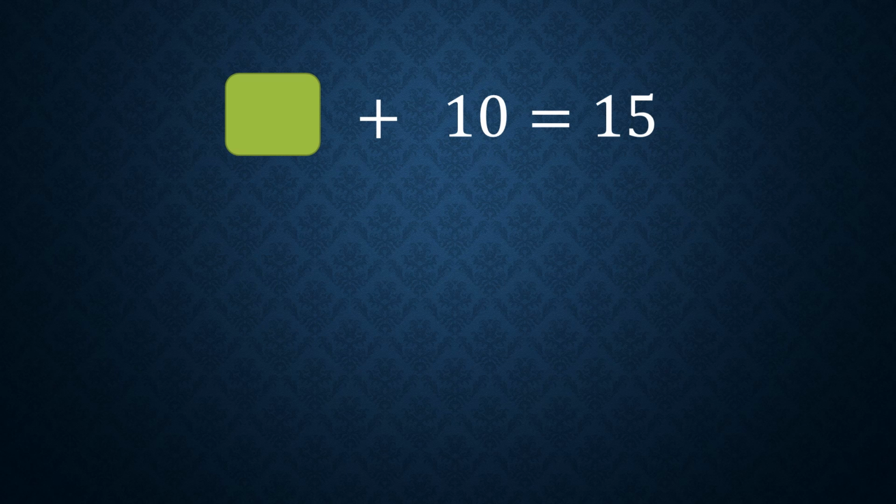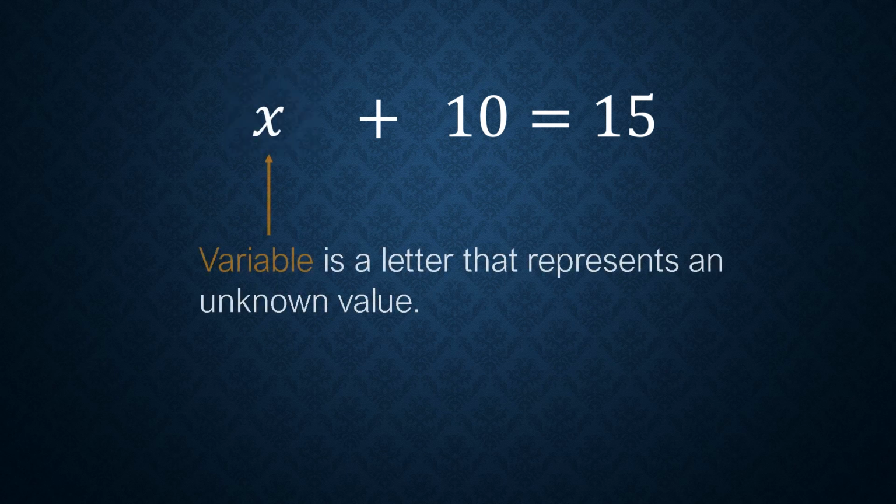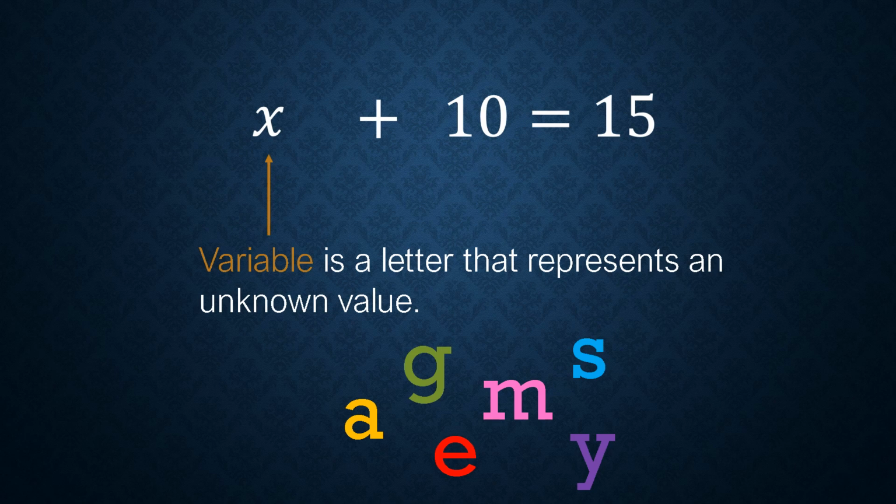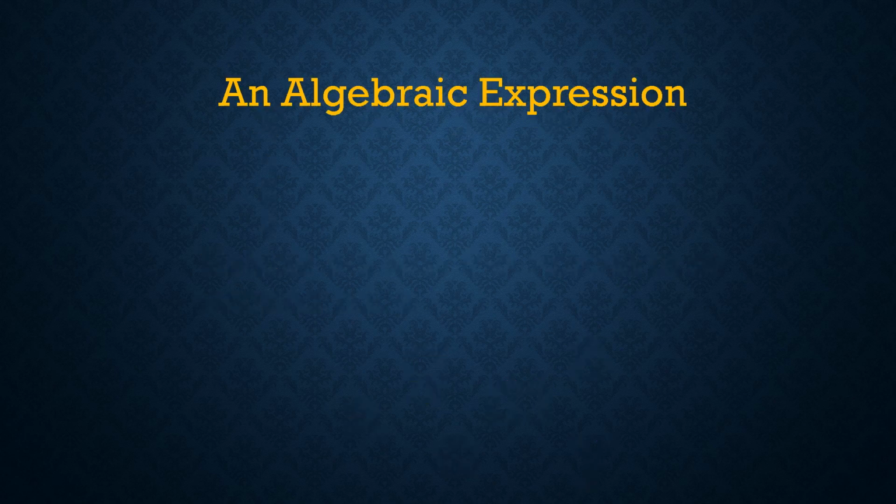In algebra, instead of using boxes, we use letters to represent unknown numbers. So we can replace the box with the letter X. The letter X is called a variable, and a variable is a letter that represents an unknown value. We can use letters from the alphabet such as A, G, E, M, S, or Y.